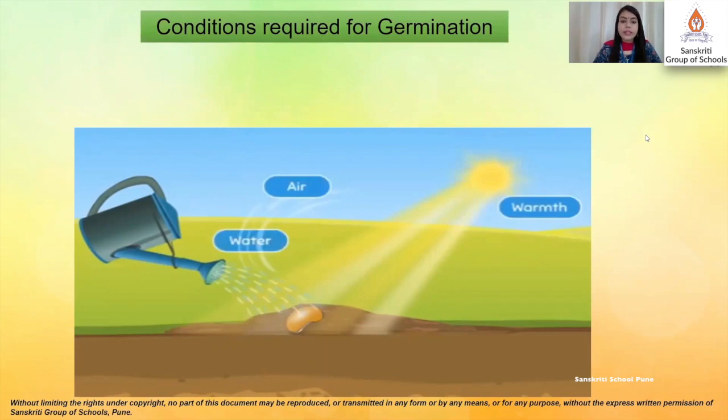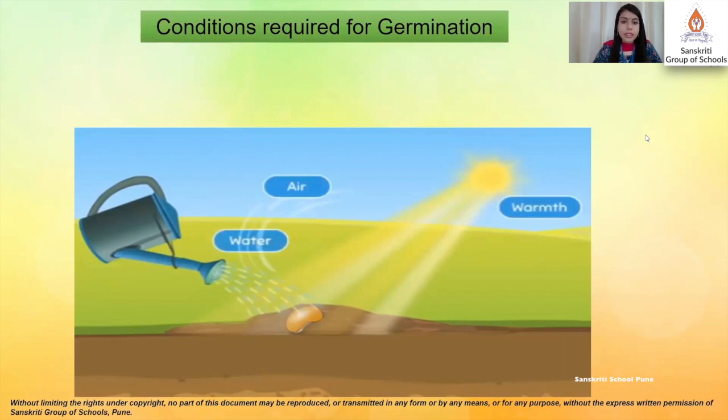As you can see in this image, we sow the seed in the ground. It needs water, air, and warmth from sunlight. So, when all the conditions are given to a seed in proper amount, the seed starts to germinate or the seed starts to grow into a plant.